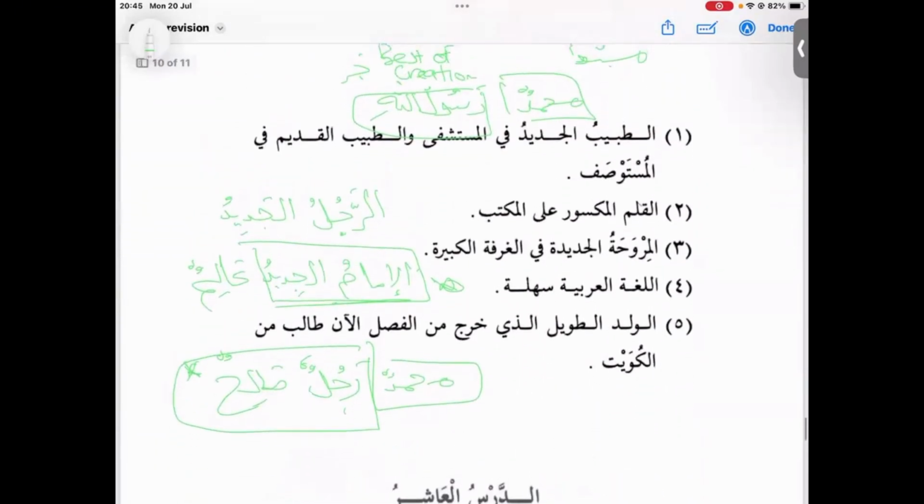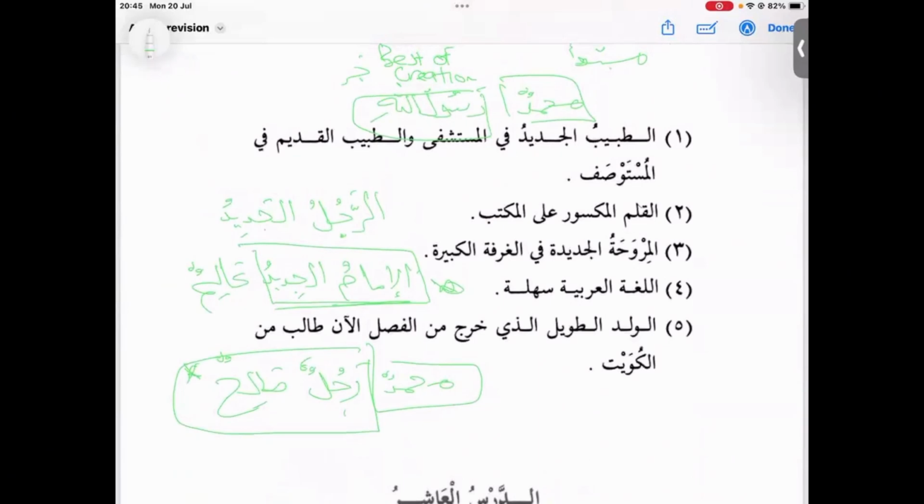More examples. Al-tabibu al-jadidu, the adjectival phrase is the mubtada. The new doctor fil mustashfa, khabar, is in the hospital. Wat-tabibu al-qadim, the mubtada, murakkab tawsifi, fil mustawsaf, is in the dispensary, khabar. Al-qalam al-maksuru, the broken pen. The adjectival phrase is the mubtada, the first part of the sentence.